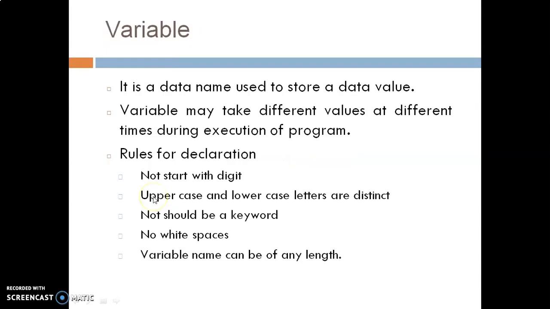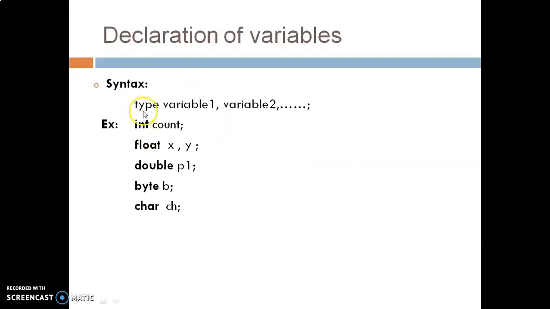This is one example of the syntax that we are using for declaration of a variable. The syntax is: type, that is the data type, then variable 1, variable 2, anything. For example, int count. Count is the name of the variable and this is the type. As you can see here, this is the syntax. Similarly, float is a data type and these are 2 variables. This is again a data type, double. This is again a data type and this is again a data type.